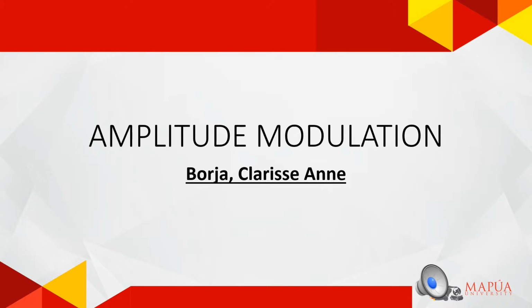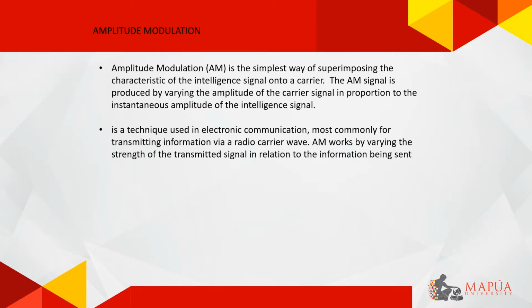Amplitude modulation. Amplitude modulation is the simplest way of superimposing the characteristic of the intelligence signal onto a carrier. The AM signal is produced by varying the amplitude of the carrier signal in proportion to the instantaneous amplitude of the intelligence signal.